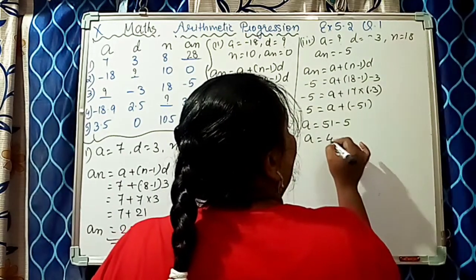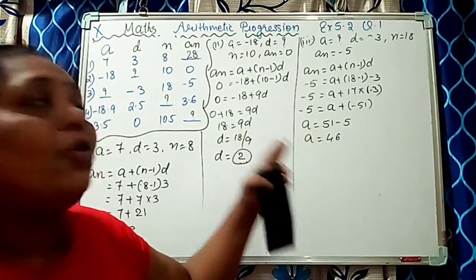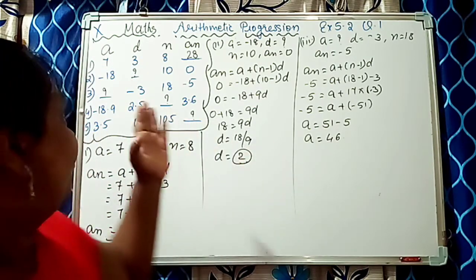A is equal to 46. So what is our A? We find out A is equal to 46. Okay. Now we again find the fourth one sums.